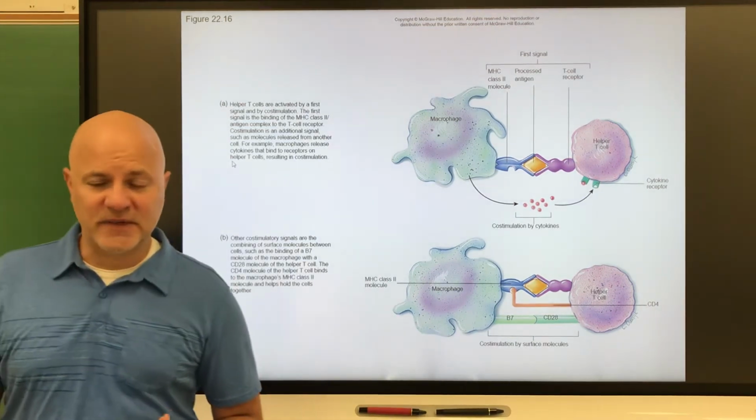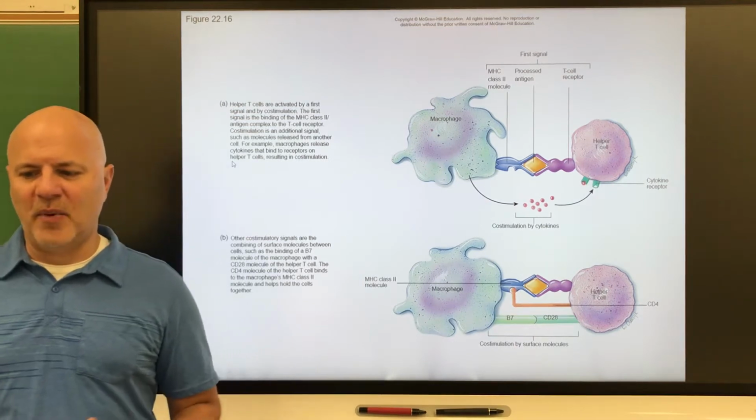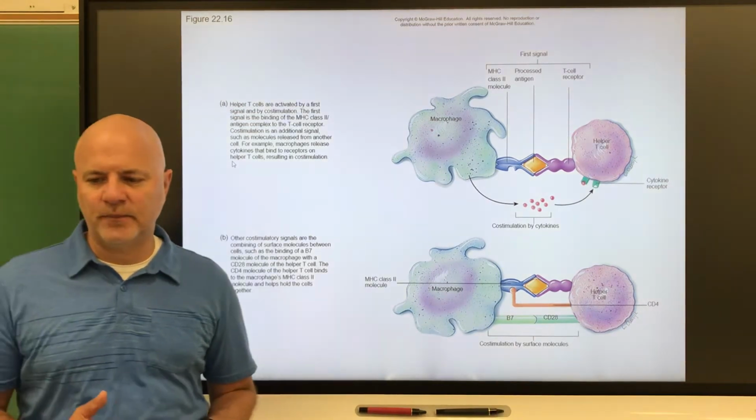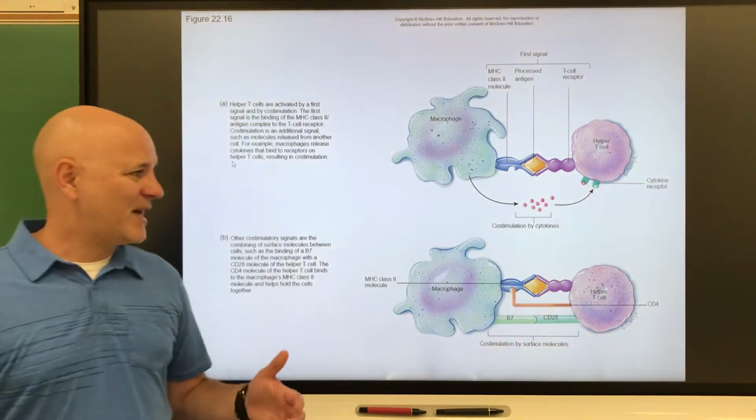Next is delayed hypersensitivity T cells. These are going to release cytokines that promote phagocytosis and inflammation, especially in allergic reactions. Next are cytotoxic T cells.